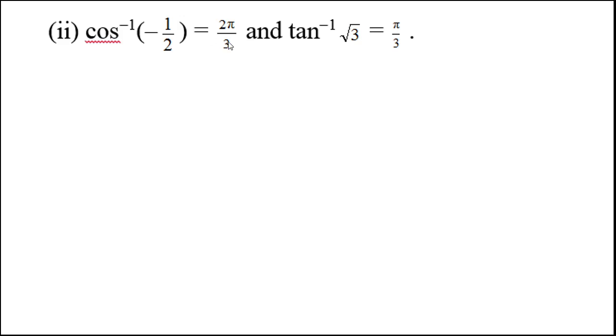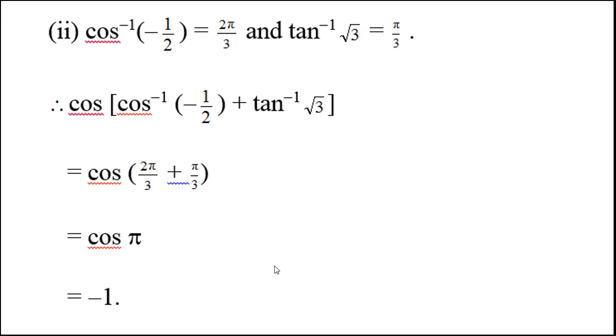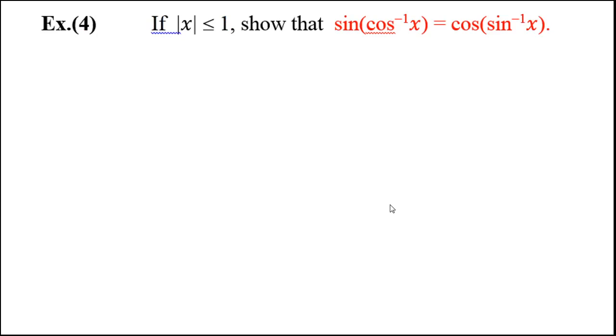This is 135 degree. So I will substitute these values, value of cos inverse minus 1/√2 and tan inverse √3. Add them. Their sum is 3 pi/3, that is pi. So this is cos pi and value of cos pi is -1. So simplification of this given expression is simply -1.